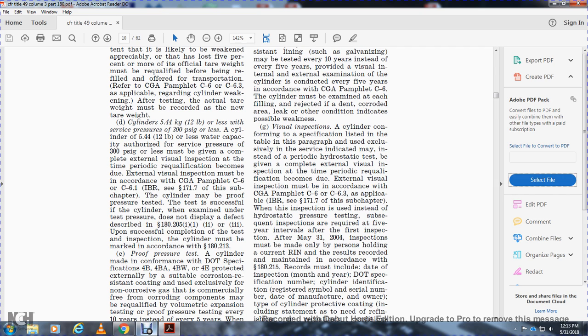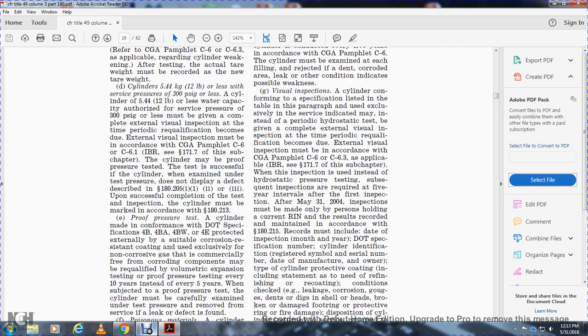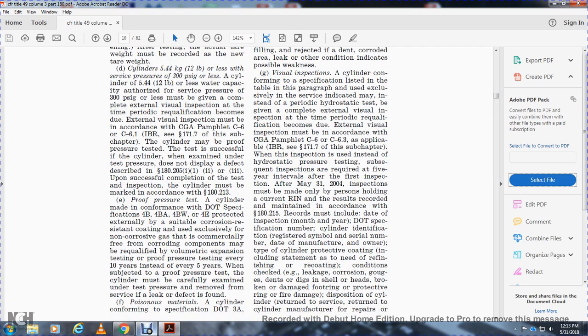After May 31st, 2004, inspections may be made only by a person holding a RIN, with the results maintained in accordance with 182.15. The date of the inspection, month and year, must be recorded, along with the DOT specification number, the cylinder's identification, registered symbol, serial number, the manufacturer, the type of cylinder and protective coating, including refurbishing needed. Check for leakage, corrosion, gouging, dents and digs in the shell and head, a broken or damaged foot ring, and fire damage.